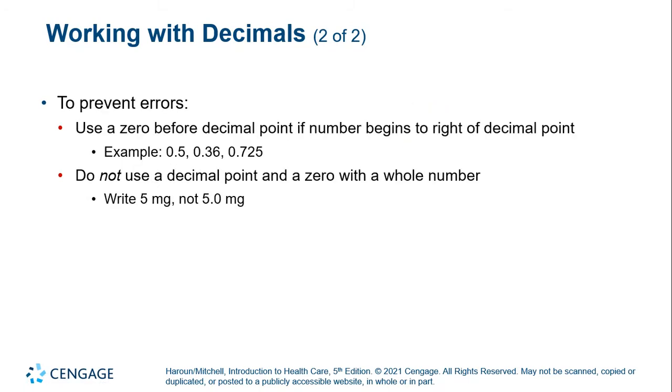So to prevent errors, we only use the 0 before the decimal point, kind of as a placeholder, not after. So yes, you would write 0.5 for 5 tenths, but you would not write 5.0 for 5. You don't use that trailing 0.